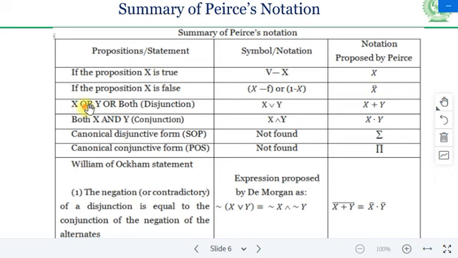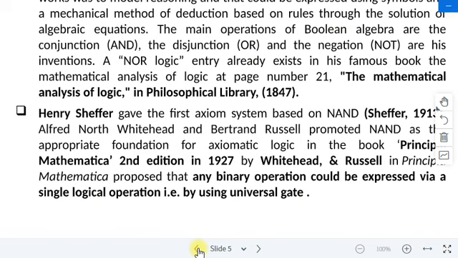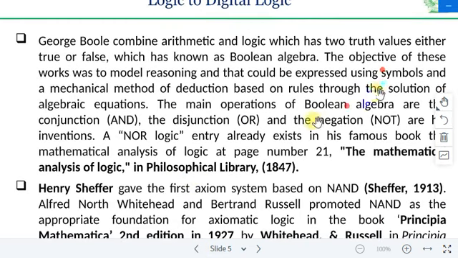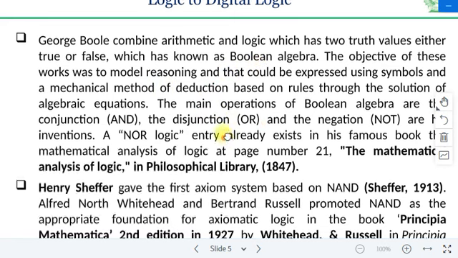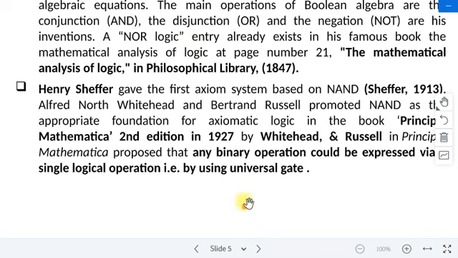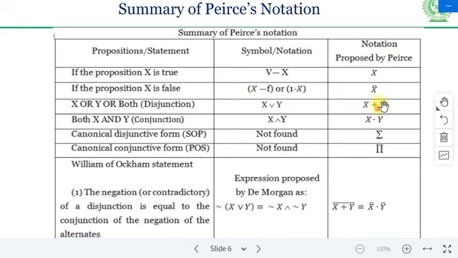So if x or y or both are in disjunction form, so either x or y or both, it is denoted by this symbol, but Peirce proposed x plus y, so this is nothing but the OR operation. So look at that, the OR is mathematically formed by George Boole. George Boole represents the OR gate, but Peirce denoted the OR gate by x plus y.